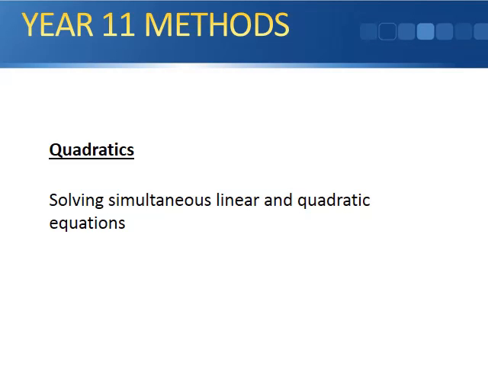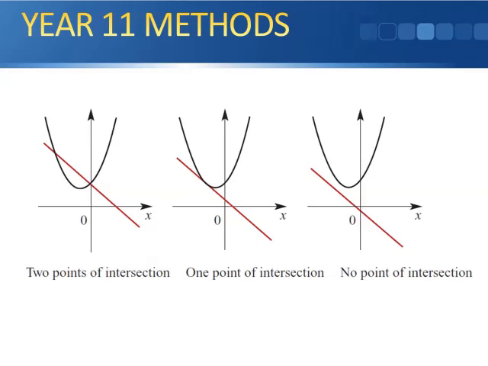Solving simultaneous linear and quadratic equations. Now, when we solve it, we have to be careful. We can solve it and get, because when we've got a quadratic, we've got a U shape, as we know, and a linear, we have a straight line, and it could cross in 2 points, like here. It's going to be 2 points of intersection.